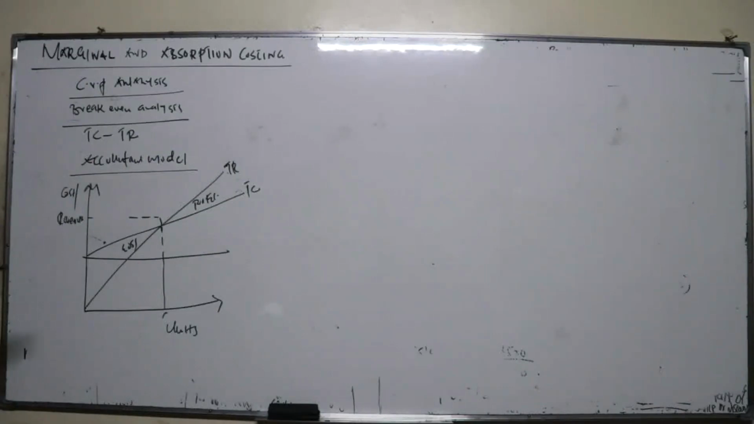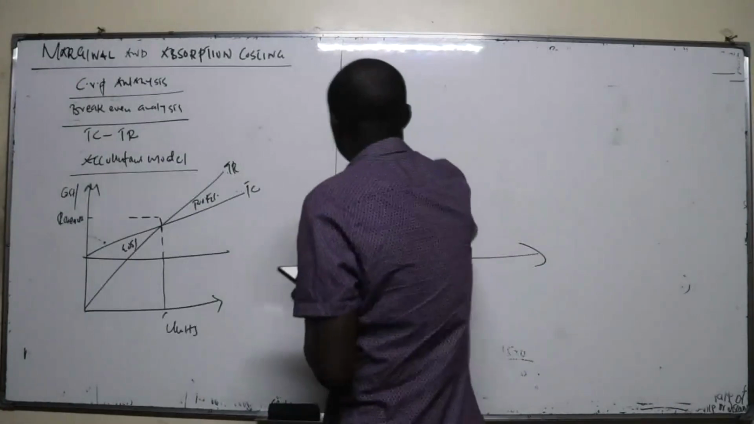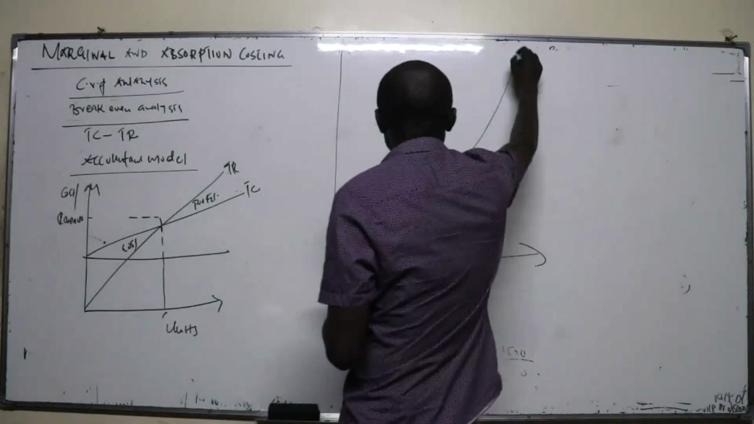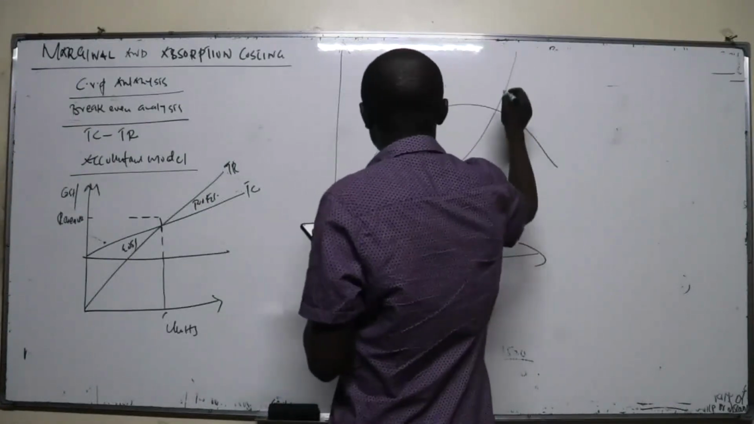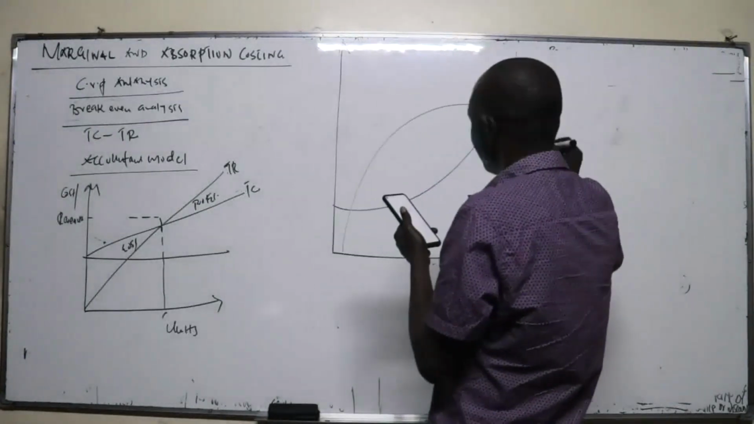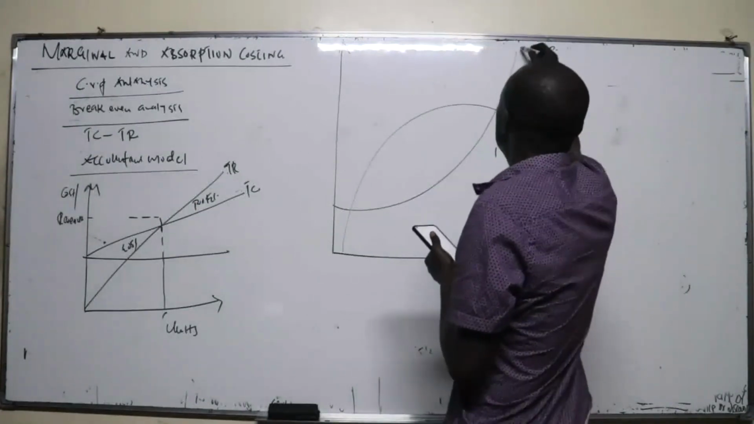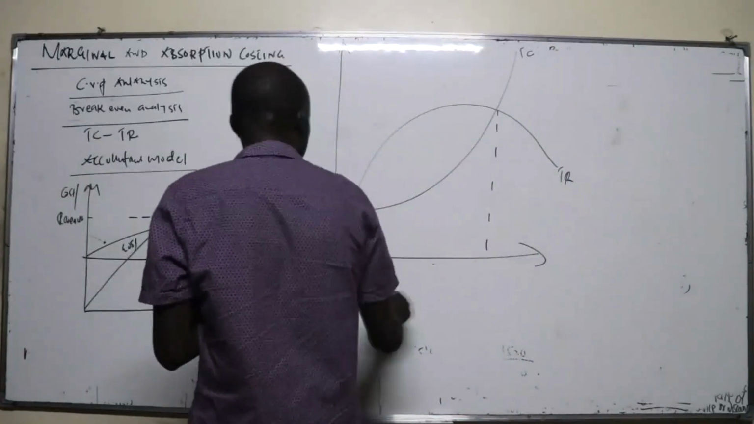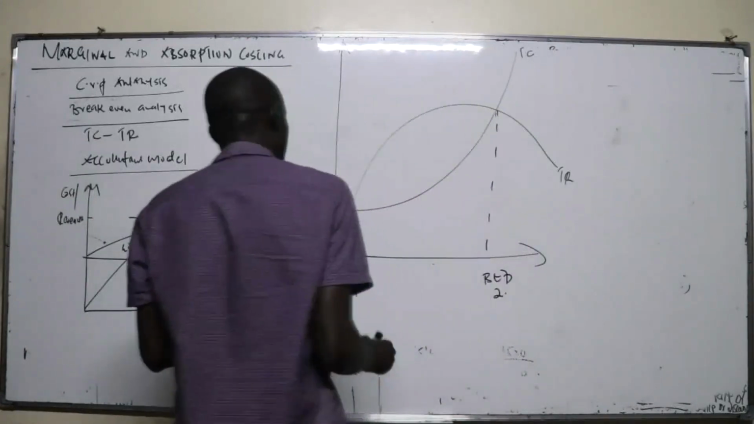And then we have the economist model. The economist model argues that we have two break-even points. So it goes like this, and then it goes like this. This is total revenue, total cost. So we have two break-even points here, BEP1, and then here we have another one, BEP2. That is the economist model.